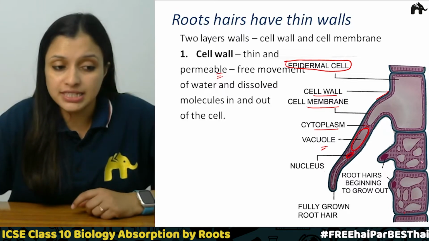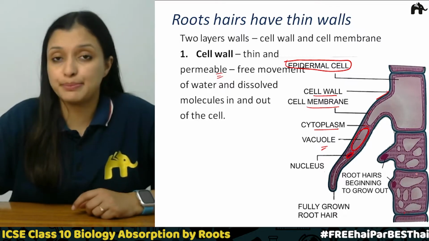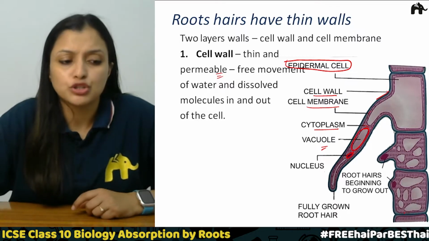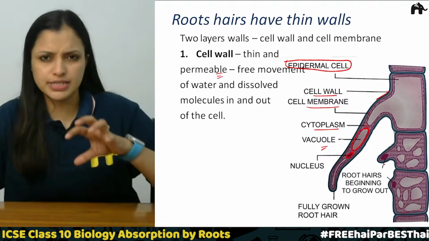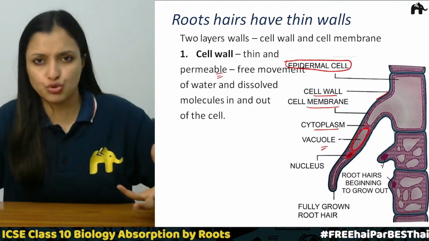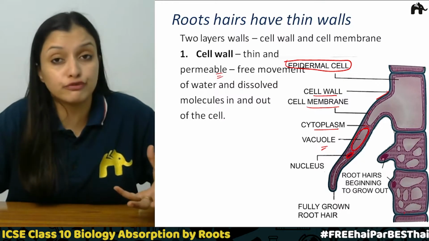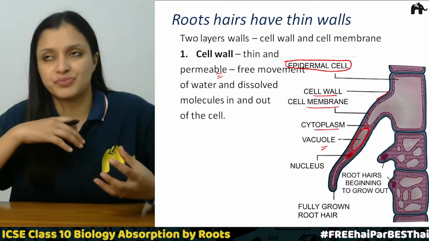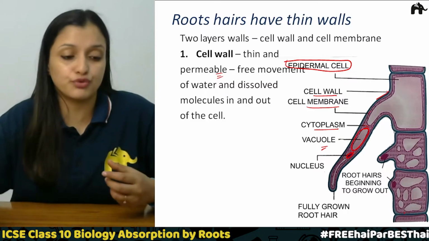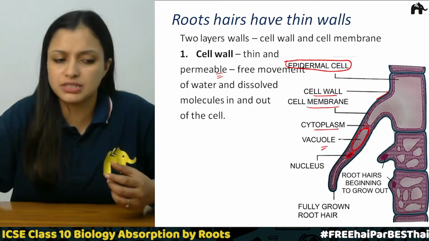Now if you see this cell, this is also an epidermal cell, but here the root hair is just beginning to grow, right? So the root hair is not fully grown, it is in the initial stages of growth, and the same is the case with this cell, right?